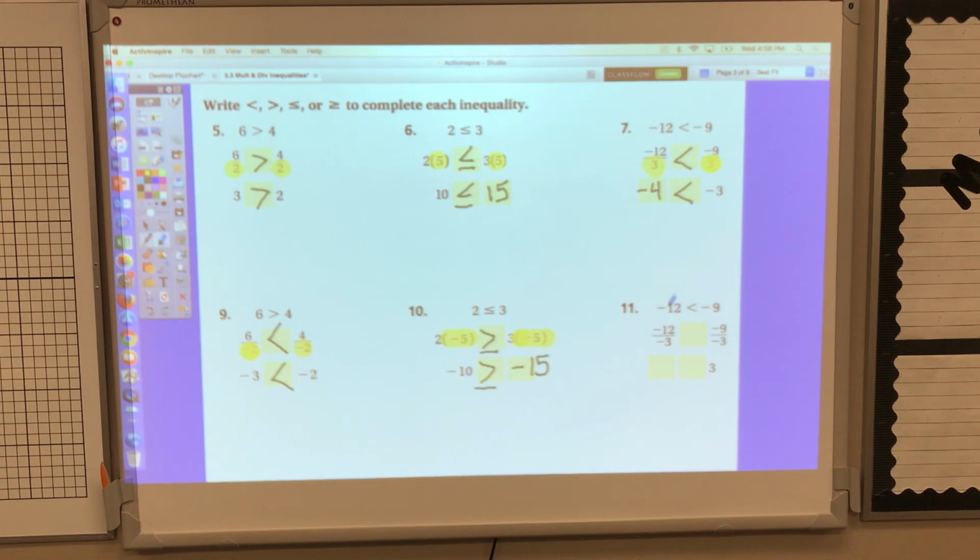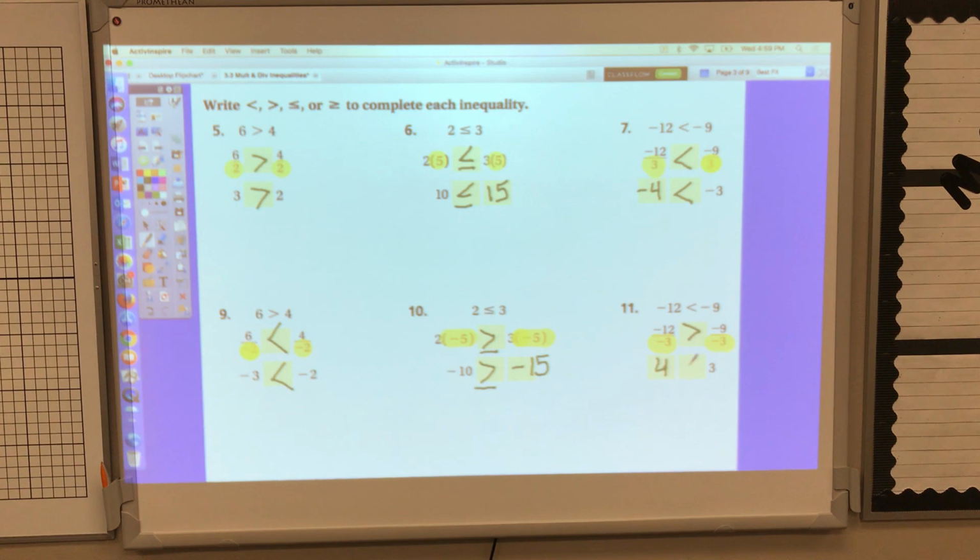And the number 11. It started with negative 12 is less than negative 9. They're dividing both sides by a negative 3. Since that number was negative, what happens is that sign is going to switch. So this was originally less than, it's going to become greater than. Because when I take negative divided by negative, it becomes a positive, and 12 divided by 3 is 4. Negative divided by negative is again a positive, and 9 divided by 3 is 3.